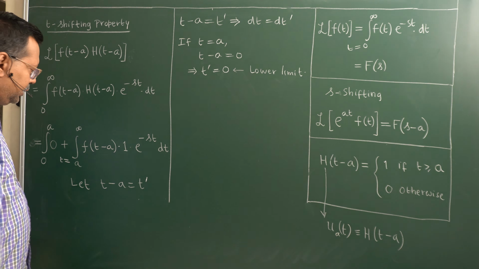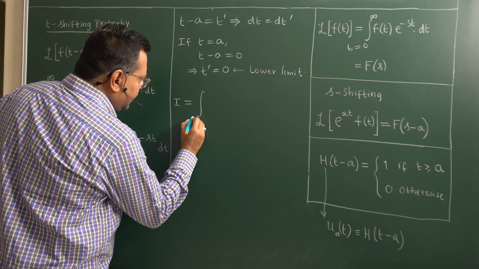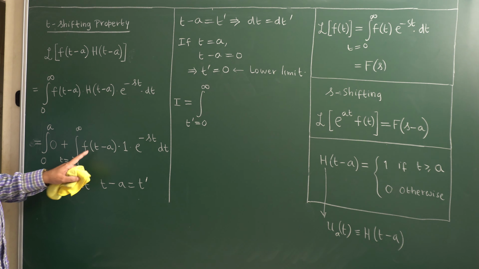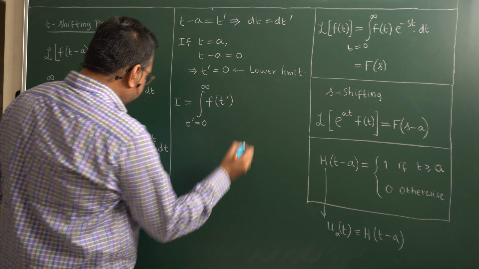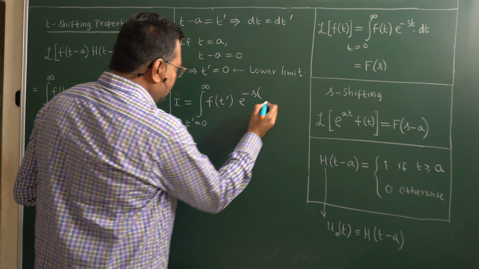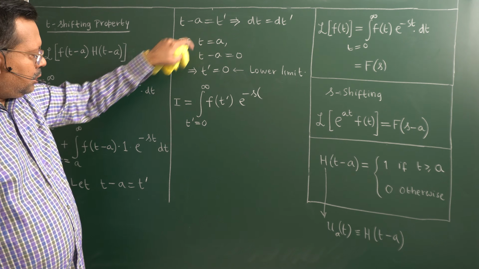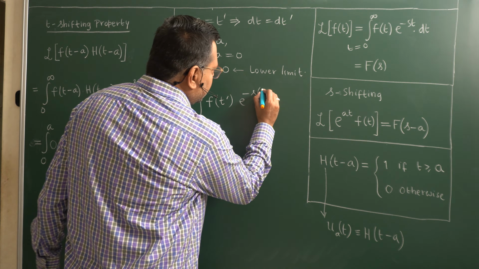If you do all that, we will get the integral I equal to, so the first part is 0, no need to write. The second part is given like this. This is an integral where t prime is 0 at the lower limit and the upper limit is infinity. f of t minus a is nothing but f of t prime, then e to the power of minus s into t. So what is t here? t minus a is t prime, so t will be equal to t prime plus a. You can write it like this, t prime plus a. Then you have dt.